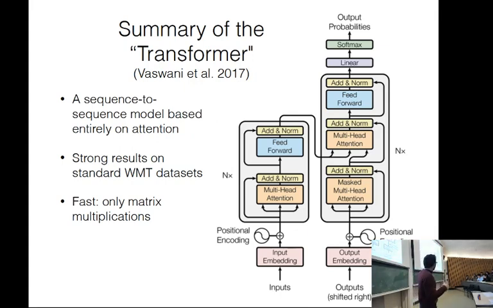And when you're done training, since it doesn't have any recurrence, it has only attentions and some multi-layer perceptrons on top of them. It consists only of matrix multiplications, so inference is very fast. Okay.